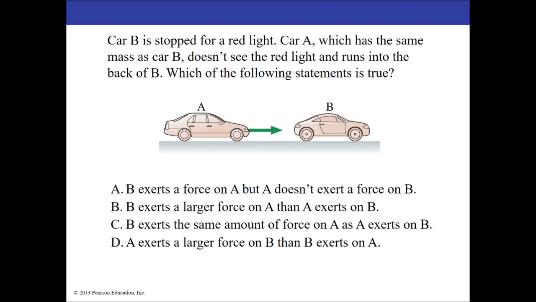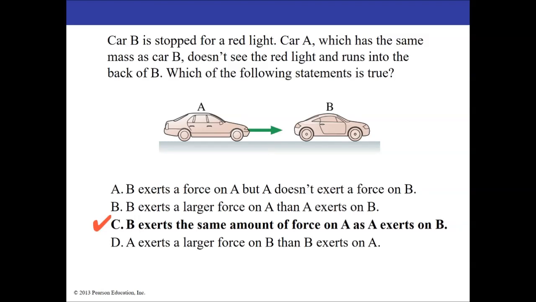So in this example here, car B is stopped for a red light. Car A, which has the same mass as car B, doesn't see the red light and runs into the back of car B, and we're trying to figure out which of the following statements are true. If you consider that for a moment, you can pause the video if you need to, but the answer here will be C.